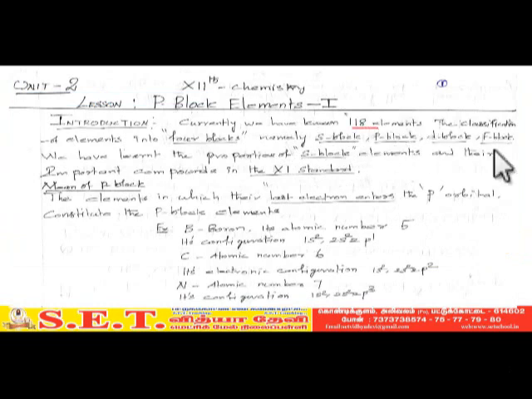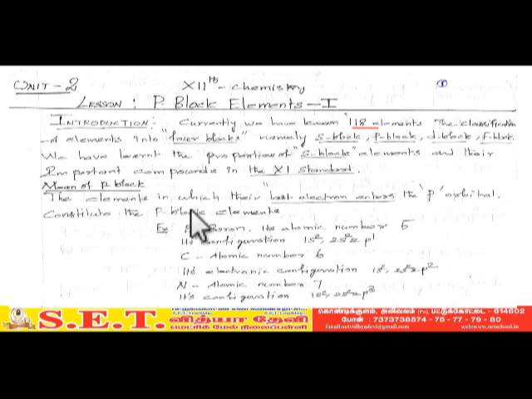All the elements are grouped in four blocks. One is s block, another one is p block, another one is d block, and another one is f block. We have learned the properties of the s block elements and their important compounds in 11th standard, so we need not say anything about the s block elements.